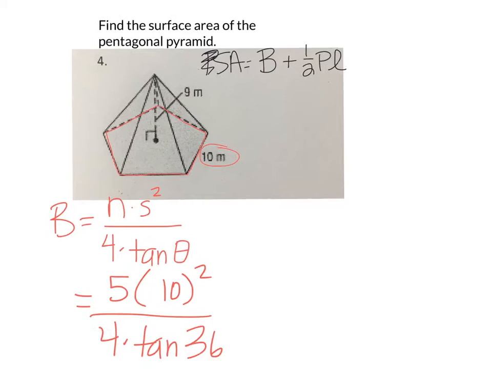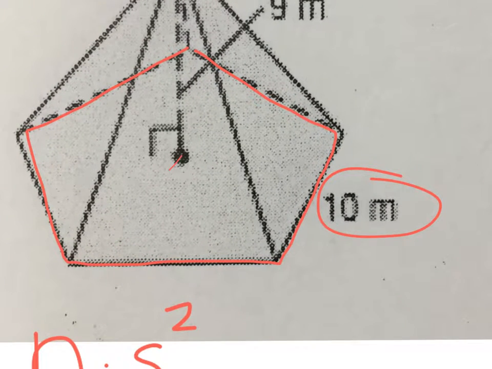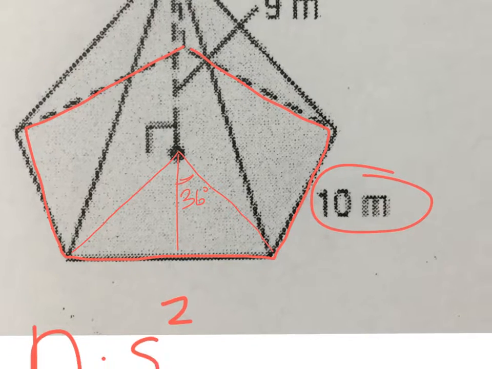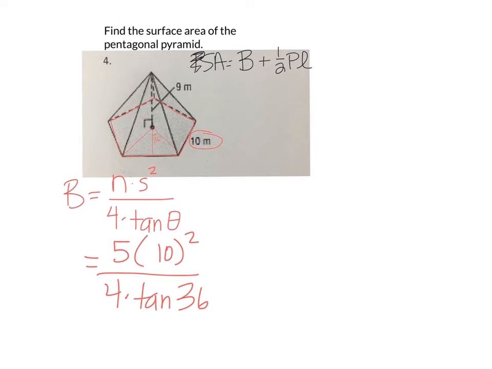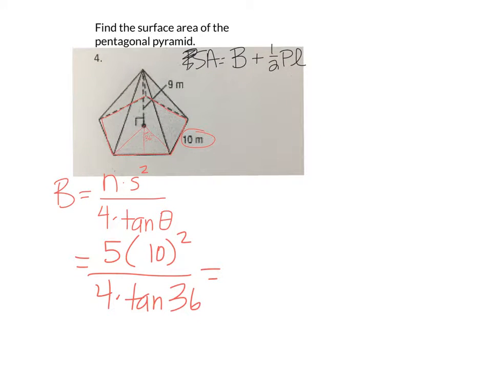So that comes from our central angle of a pentagon is 360 divided by 5. Well, we divide that one in half and we get a trig angle of 36 degrees. So that's 360 divided by 10, 2 times the number of sides. So when I put this in my calculator, I get a base area of 172.048, or 172.05 if you're so inclined.